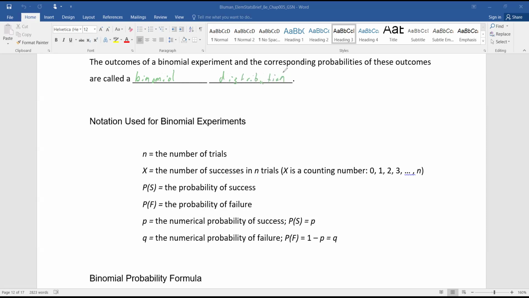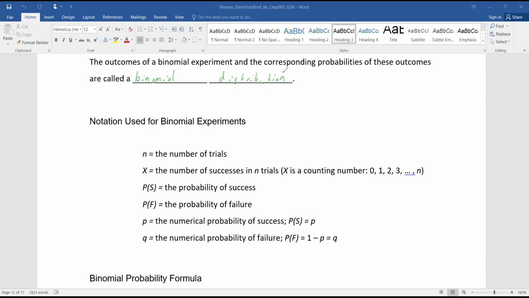So, notation used for a binomial experiment. N will still represent the number of trials. X will be the number of successes in trials. So X is a counting number: 0, 1, 2, 3, maybe 4 out of the so many N trials. P of S would just stand for the probability of success. P of F will be the probability of failure. P will represent the numerical probability of success, and then Q would represent the numerical probability of failure.